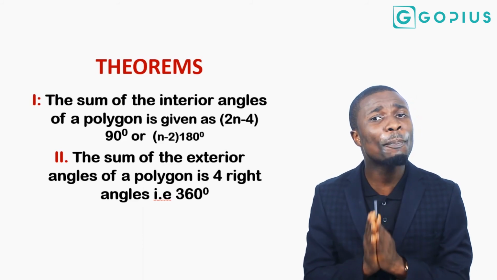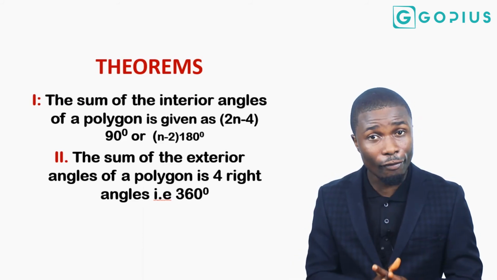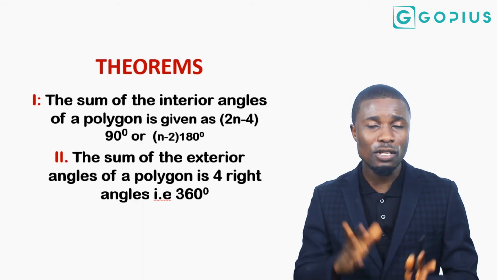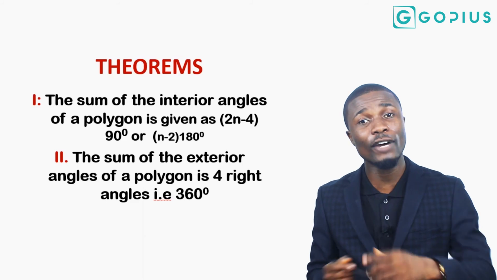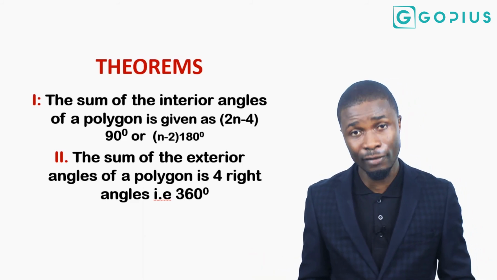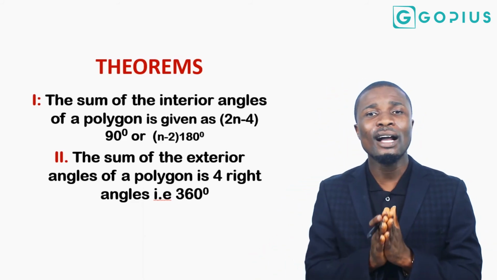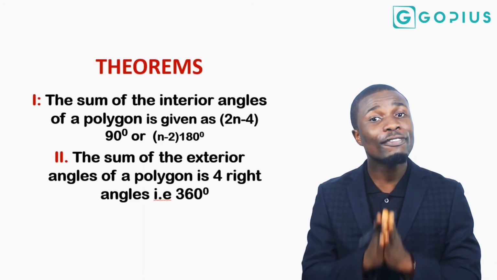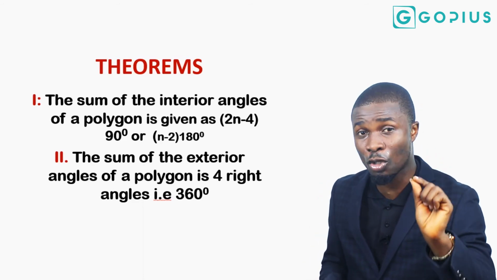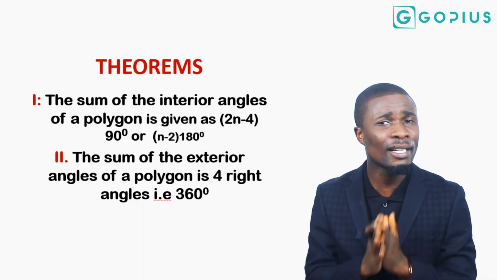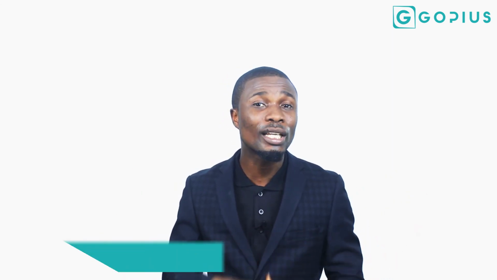Now a 7-sided polygon will also have 7 exterior angles. Adding the 7 together will give you 360. If you want to find the value for each, you just say 360 divided by 7. That will give you the value for each. Now an 8-sided polygon will have 8 interior angles and also 8 exterior angles, and adding all the 8 exterior angles together will give you 360 degrees. So even if that polygon is a 20-sided, all the 20 angles added together will give you the 360.